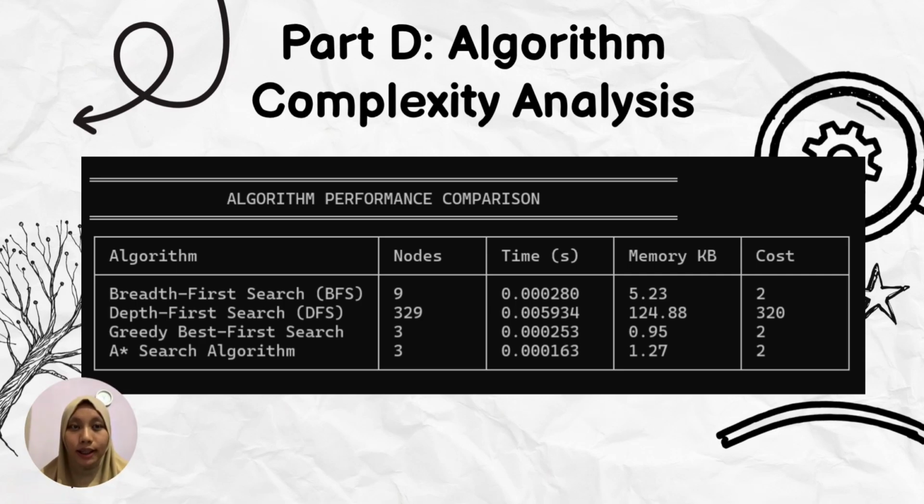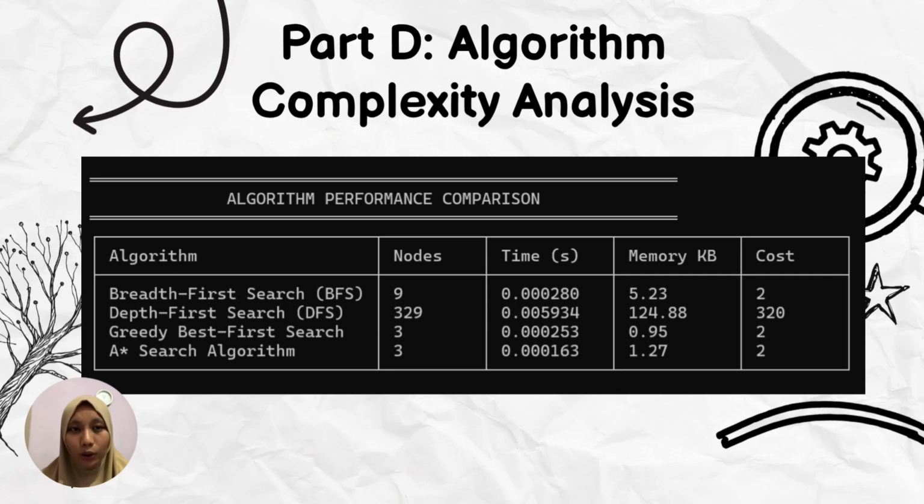Okay, next is the key analysis points. Firstly, efficiency. The high node count and execution time of DFS demonstrate the inefficiency of blind search for this puzzle. It spends resources exploring deep paths that are not optimal. Secondly, memory. In terms of space complexity, BFS consumed the most memory at 124.88 KB. Meanwhile, greedy best first search was the most lightweight at only 0.95 KB.